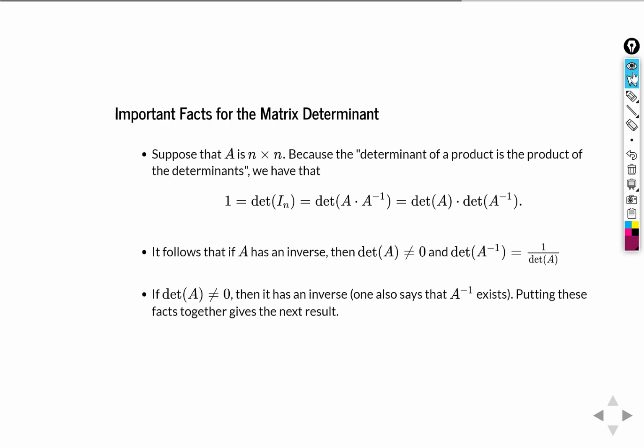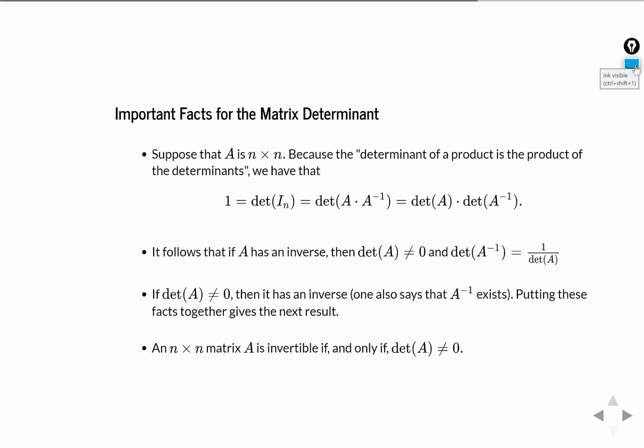If the determinant is non-zero, then A has an inverse, or we can say A inverse exists. Putting everything together, we can say that an n by n matrix is invertible if and only if its determinant is non-zero.